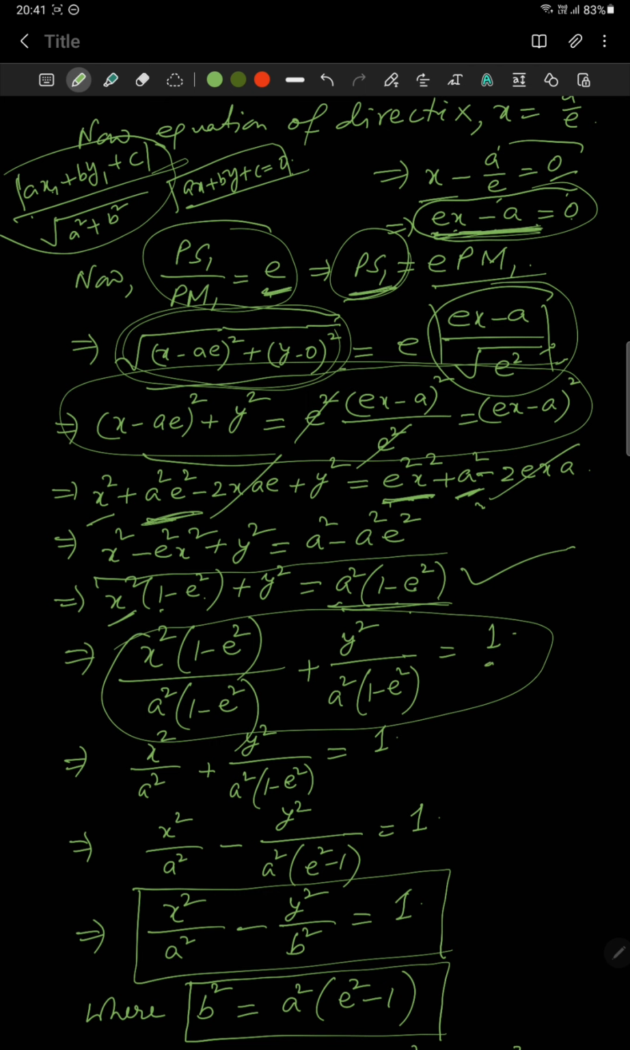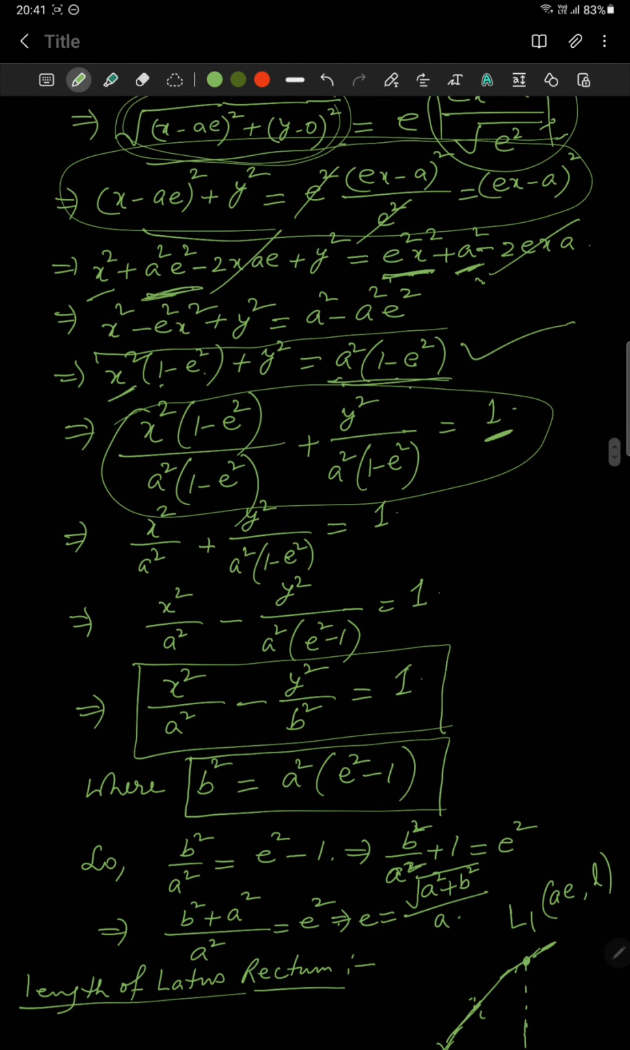In the right hand side we are left with 1. Then these two will get cancelled. So we are left with x square by a square plus y square divided by a square into 1 minus e square is equal to 1. Finally, this whole thing is taken as b square. That is what I have written here. So b square is equal to a square bracket open e square minus 1.